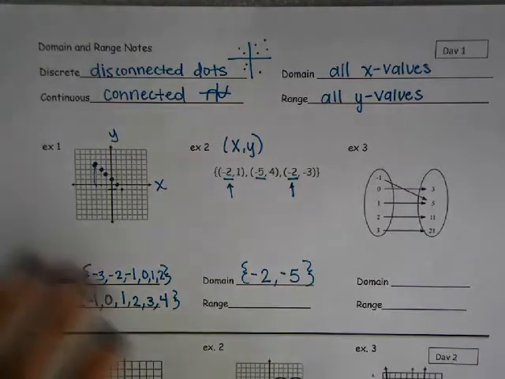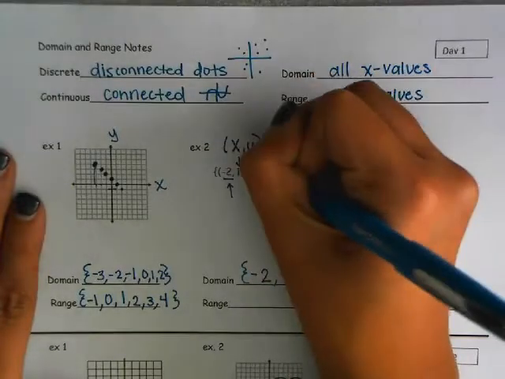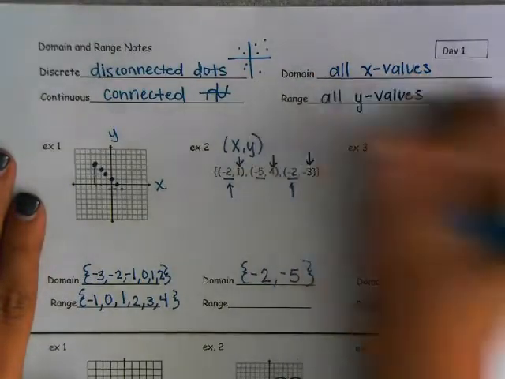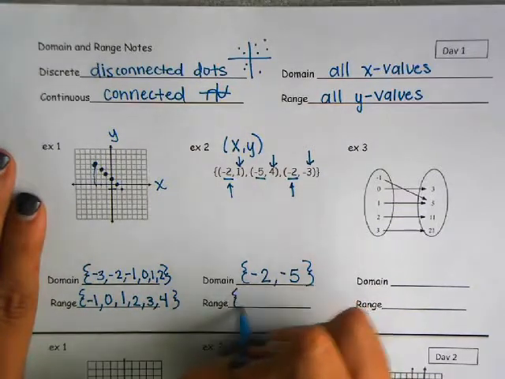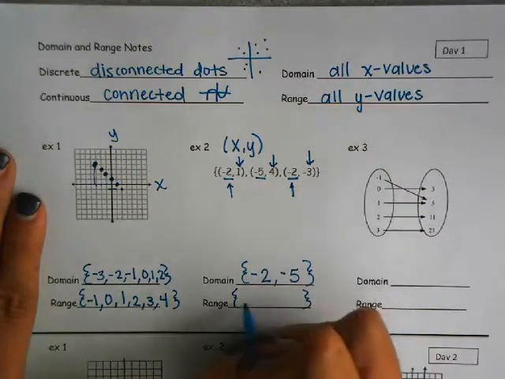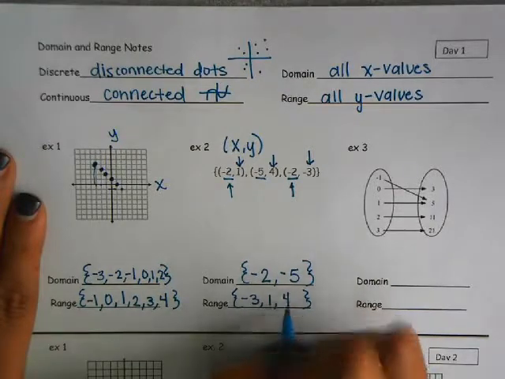All right, let's look at range. So range is 1, 4, and -3. I'm going to put it in order from least to greatest. If you don't, that's fine, but it would be -3, 1, and 4.